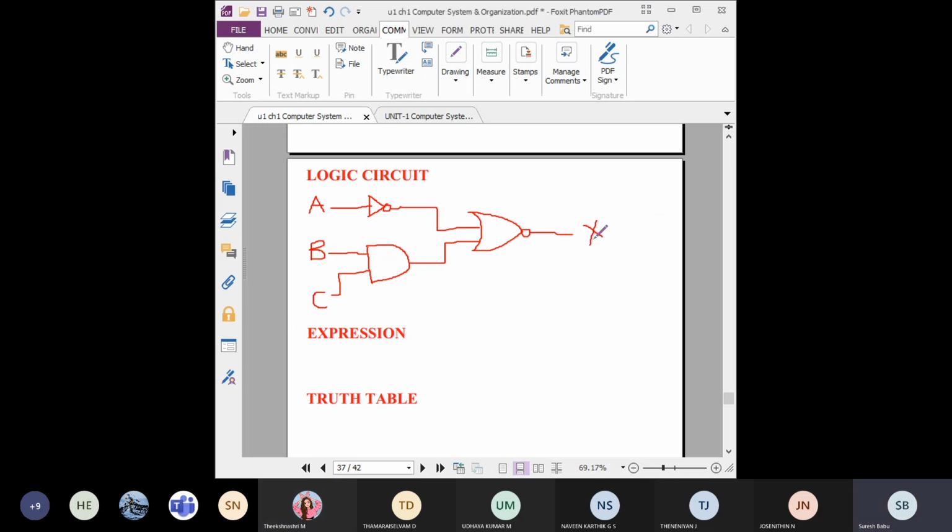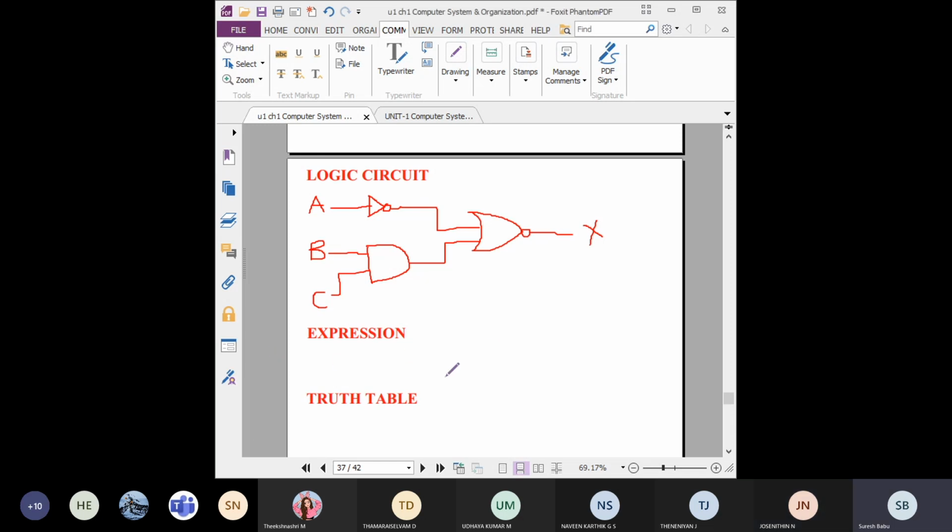So the output is X. Then what different logic gates are used in this circuit? NOT gate, AND gate, and this one is a NOR gate. This looks like an OR gate, but they used a bubble at the output, so this is a NOR gate. Understood everyone?